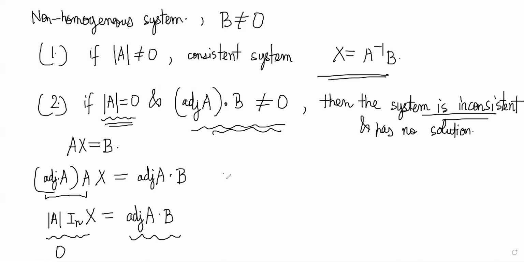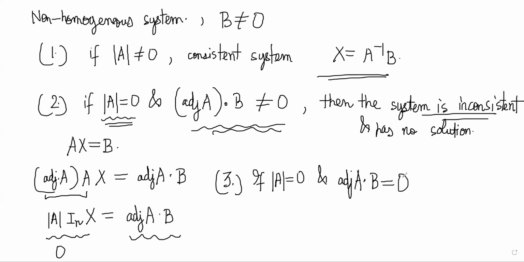And the third case is if det of A is 0 and adjoint A times B is also 0, then the system is consistent. Both sides are becoming 0, and then the number of solutions is infinite.